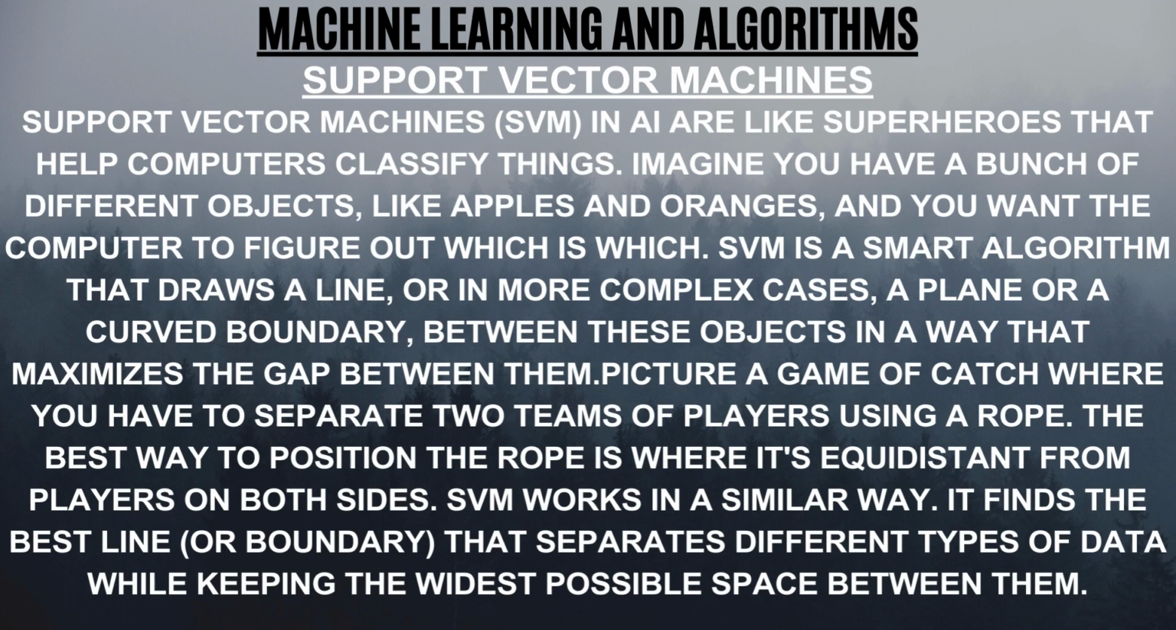Support vector machines. Support vector machines (SVM) in AI are like superheroes that help computers classify things. Imagine you have a bunch of different objects like apples and oranges, and you want the computer to figure out which is which. SVM is a smart algorithm that draws a line, or in more complex cases, a plane or a curved boundary between these objects in a way that maximizes the gap between them.